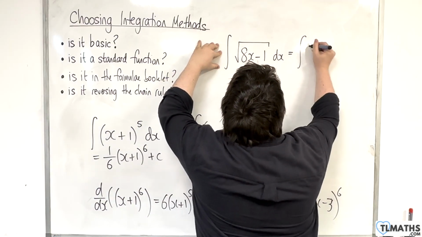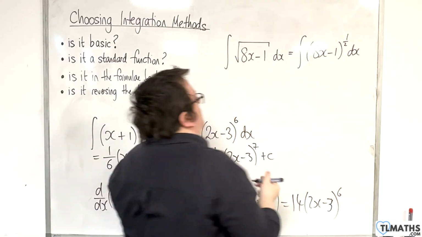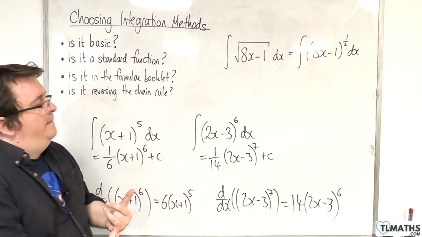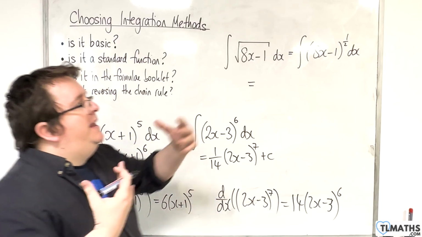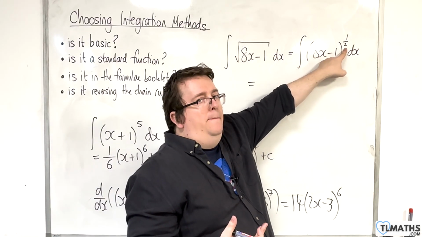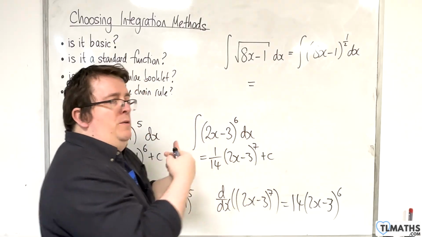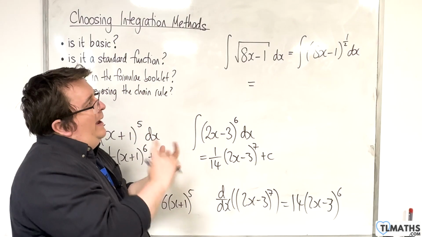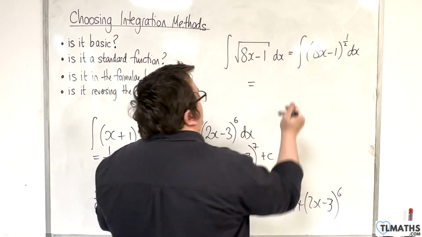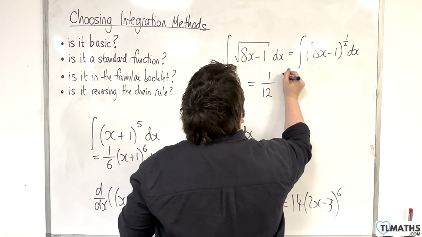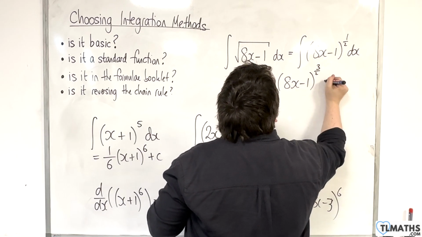then first thing to recognise is that you've got (8x take away 1) to the half, right? So first of all, write it in a format like that. If you add 1 to the power, you're going to get 3 halves, okay? The derivative of the inside comes outside, so you'll have 8 multiplied by 3 halves. So 8 times 3 is 24, divided by 2 is 12. So you get this 12. So it's 1 over 12 that should come out the front. (8x take away 1) to the 3 halves, plus c.